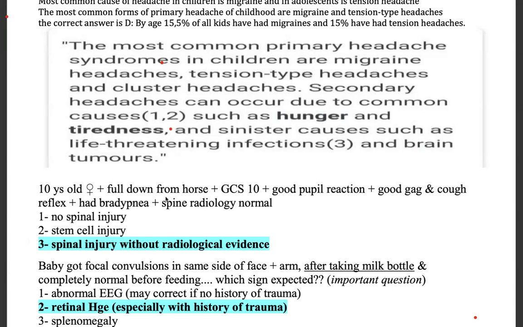A 10-year-old female fell down from a horse, GCS 10, good pupil reaction, good gag and cough reflex, but has bradypnea. Spine radiology is normal. So it is a spinal injury without radiological evidence.